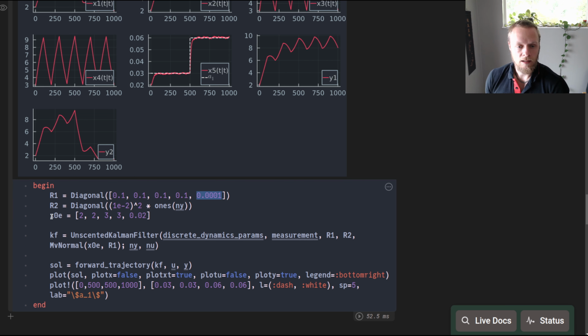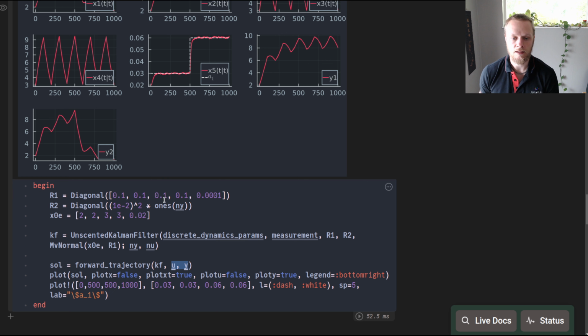All right, I provide an initial condition. So these are the 4 initial tank levels I guess I have, and then the initial value for the unknown parameter. I package all of this into an unscented Kalman filter, and I call the forward trajectory here. So the forward trajectory function performs state estimation over the entire data set here, U and Y, at the same time. When you run something like this, you can do that online also.